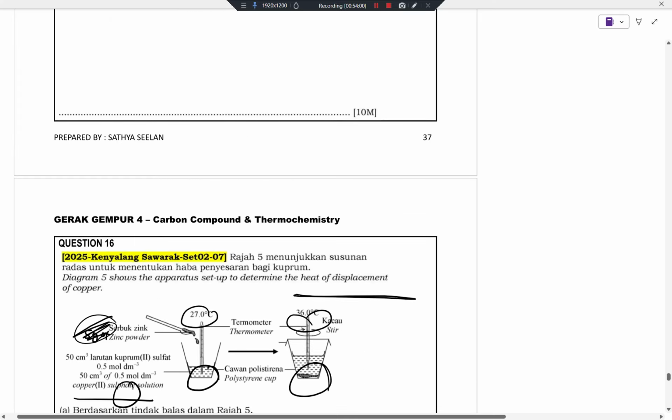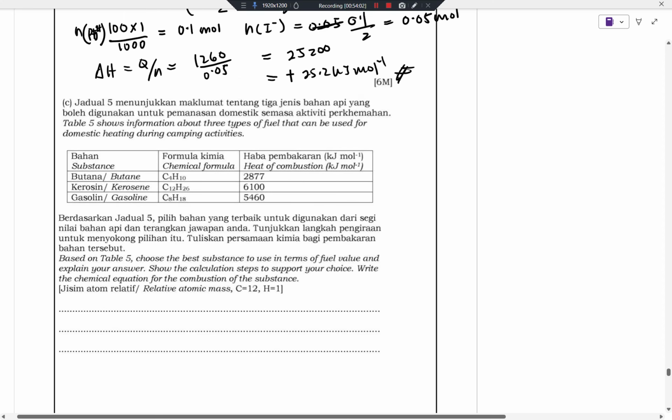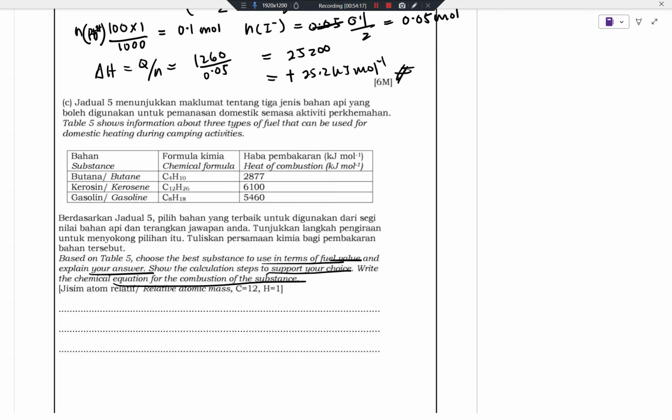Okay, next question, last question. We have three substances. The question is: choose the best substance to be used as a fuel in terms of fuel value and explain your answer. Show the calculation steps to support your choice. Write the chemical equation for combustion of this substance. So first, we need to calculate the fuel value.